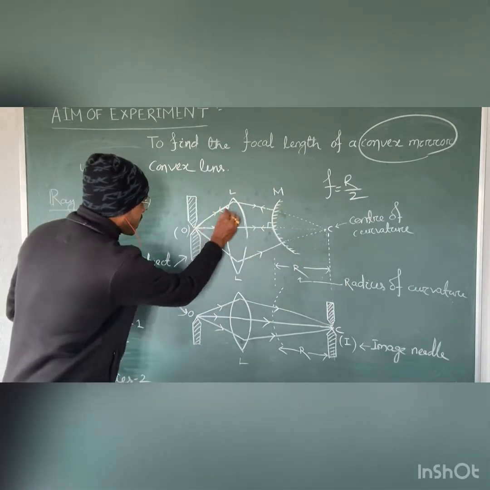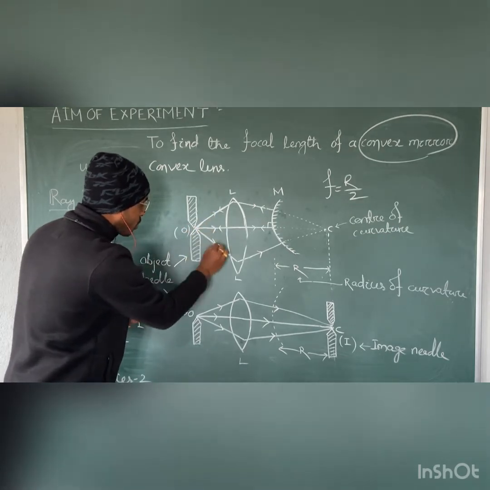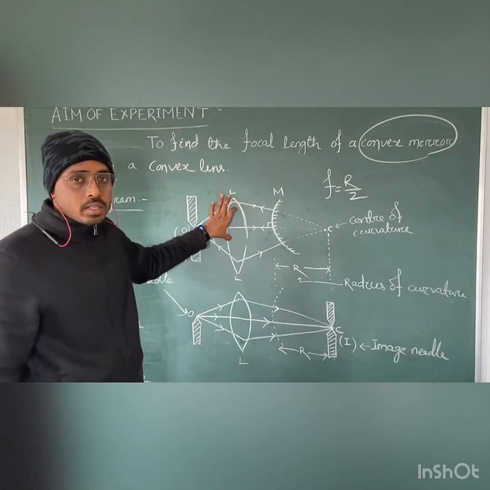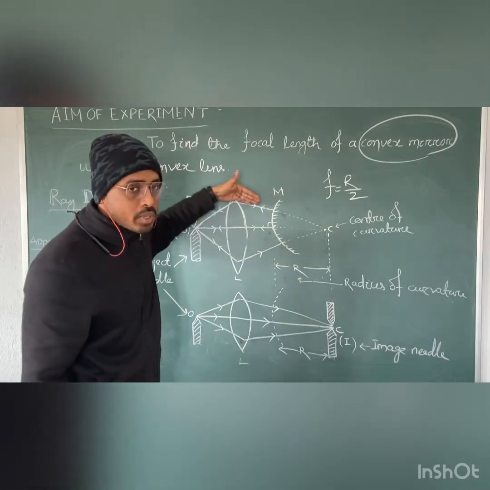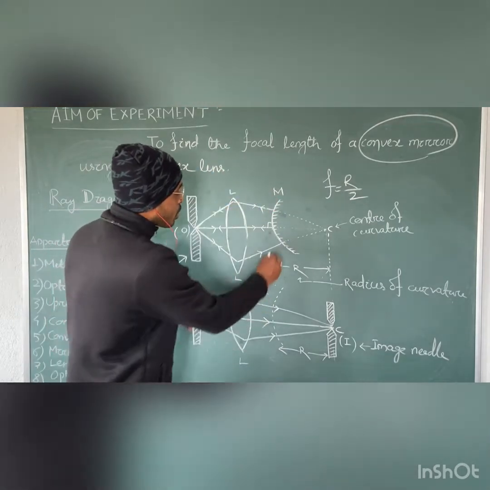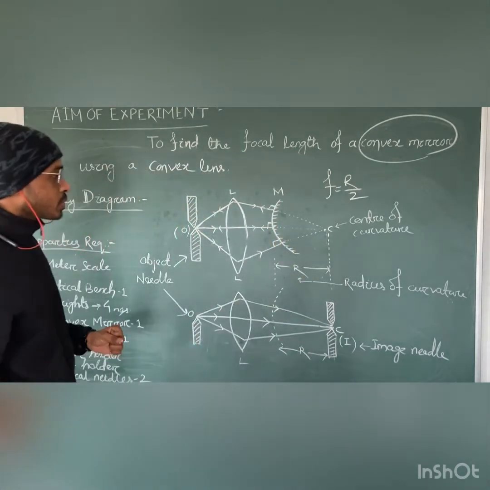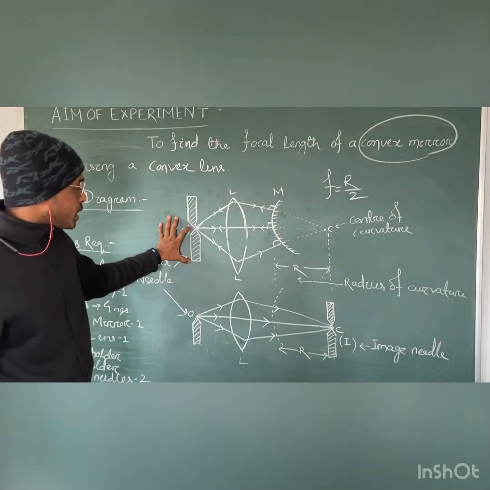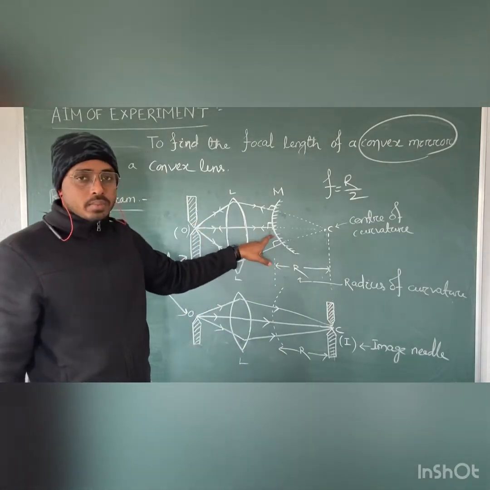The light rays emerging from the tip of the object needle are converged by the lens. Okay? After this convergence, the converged rays are parallel to the plane of the surface of the mirror. Okay? Clear?